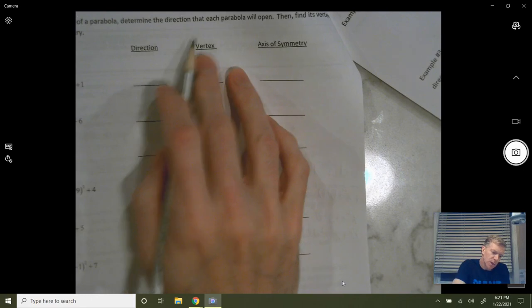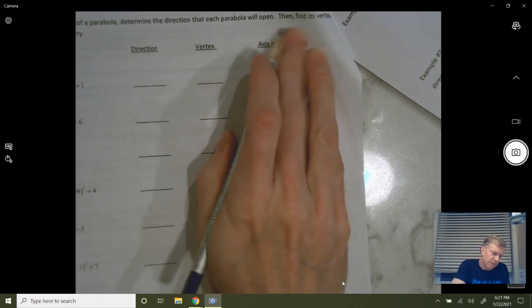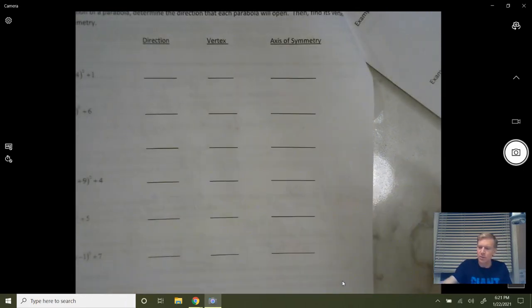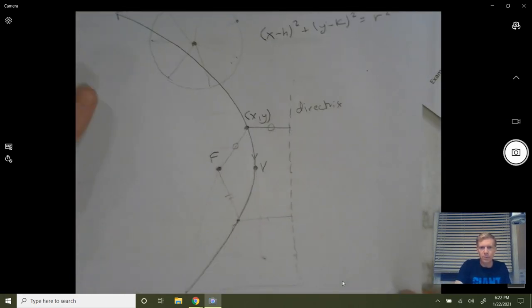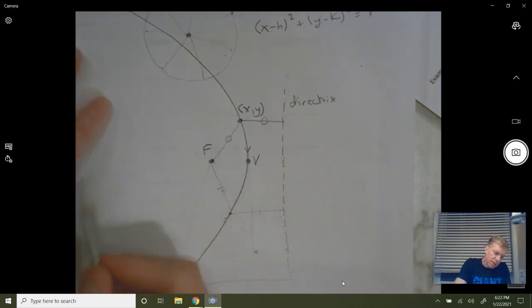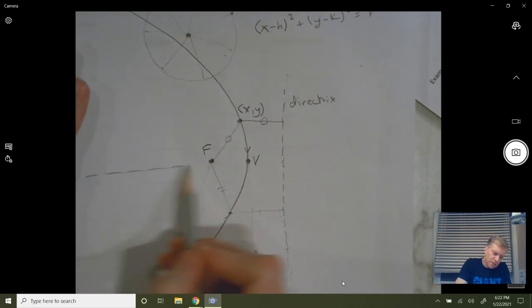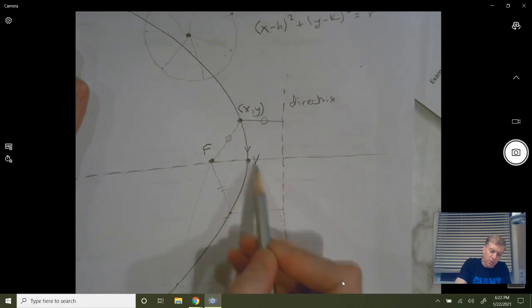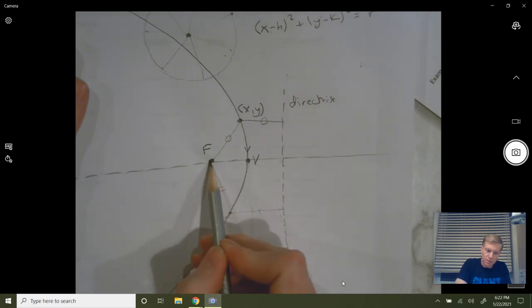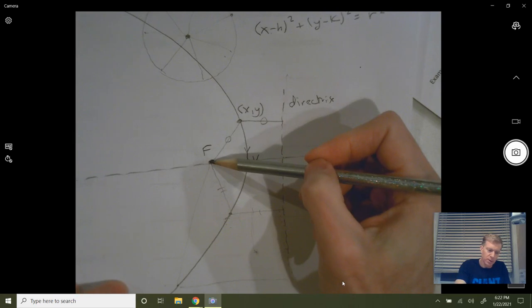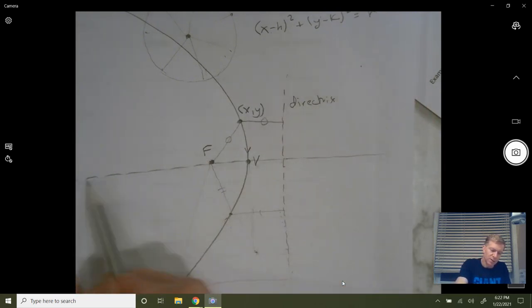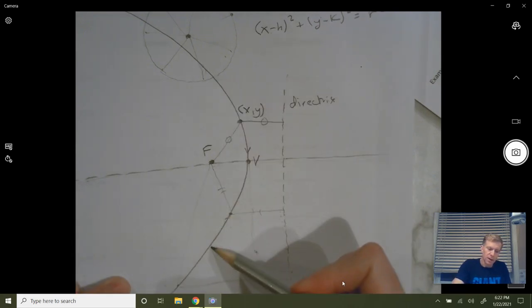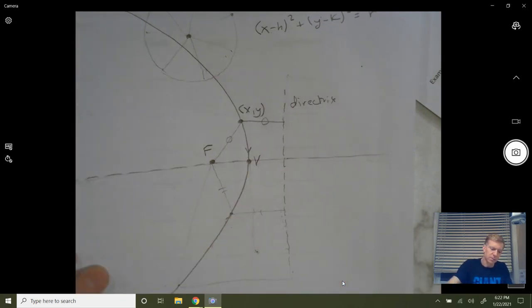Now, given the equation of the parabola, determine the direction each parabola will open, then find its vertex and the axis of symmetry. I didn't really talk about that, but we remember from chapter 5, our axis of symmetry is this line right here that passes through the vertex. And now we know it's also going to pass through the focus, where all the points on your parabola have symmetry. It's like a mirror. Your axis of symmetry is like your mirror, and this will look identical reflected over that axis of symmetry.